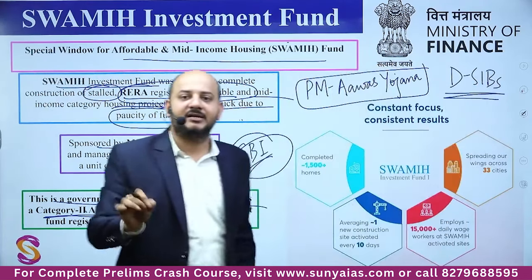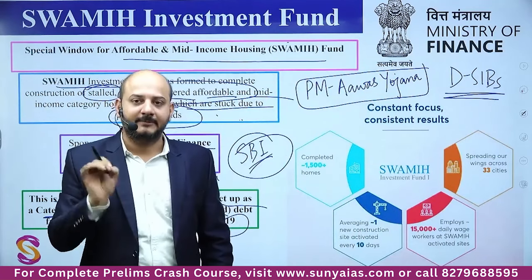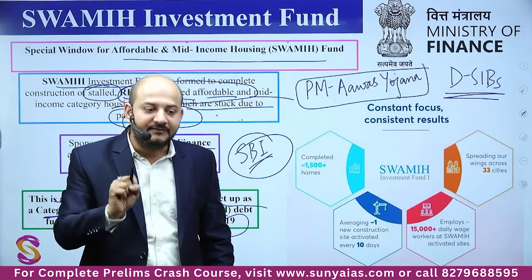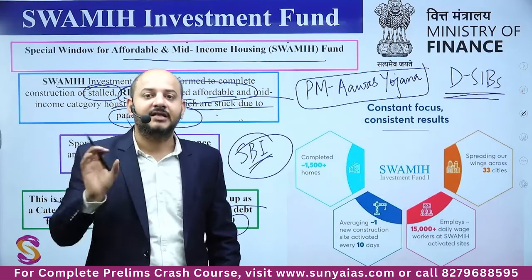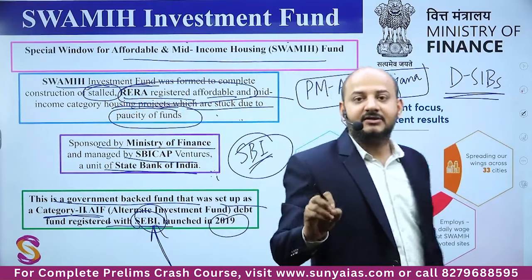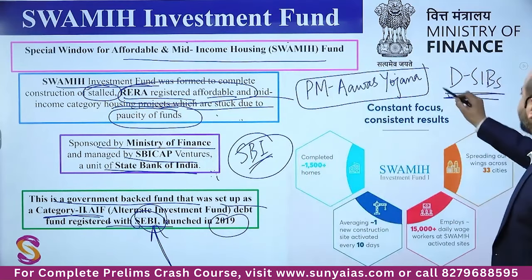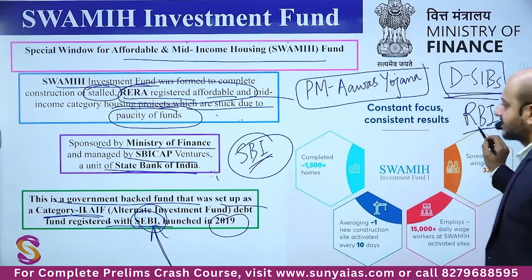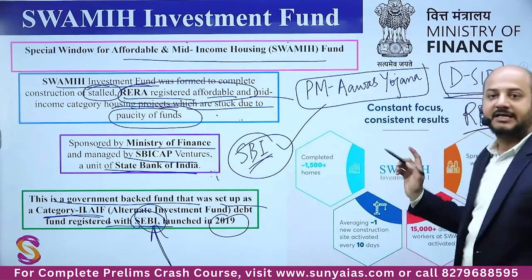Domestically systemically important banks. This is recognized by the RBI itself: if these banks fail, it can devastate the whole of the Indian economy. Therefore, the RBI recognizes certain domestically important banks, in which SBI is one of the D-SIBs.